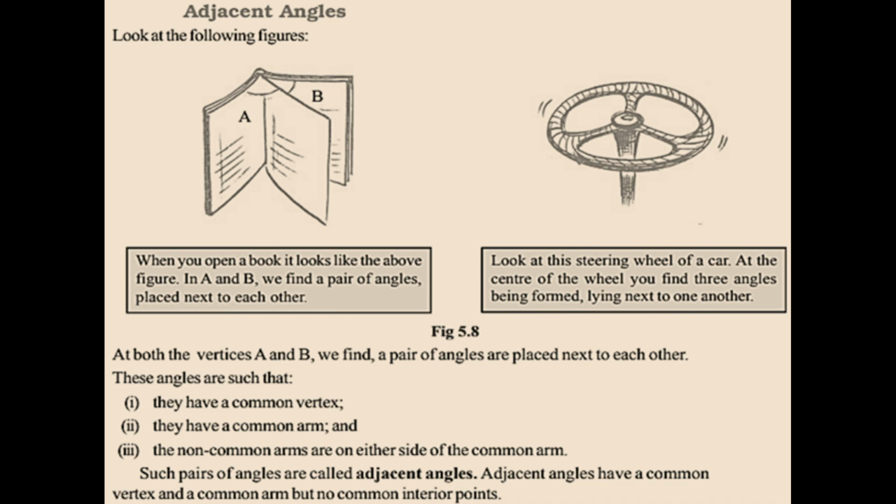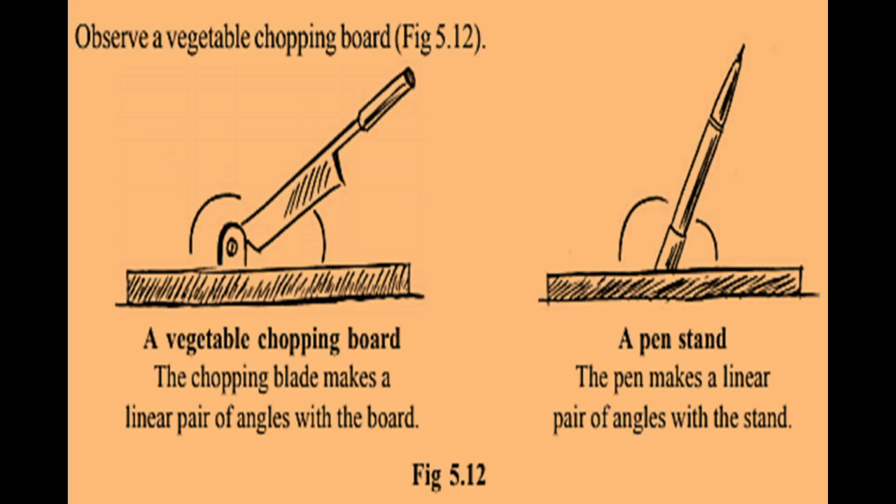You see the first figure, you will clearly understand. At the center you have the common vertex, and in the middle you have the common arm, and the non-common arms are on either side of the common arm. Such a pair of angles are called adjacent angles. So remember, adjacent angles have a common vertex and a common arm, but no common interior points. Clear? Next we will see some examples of linear pair of angles.